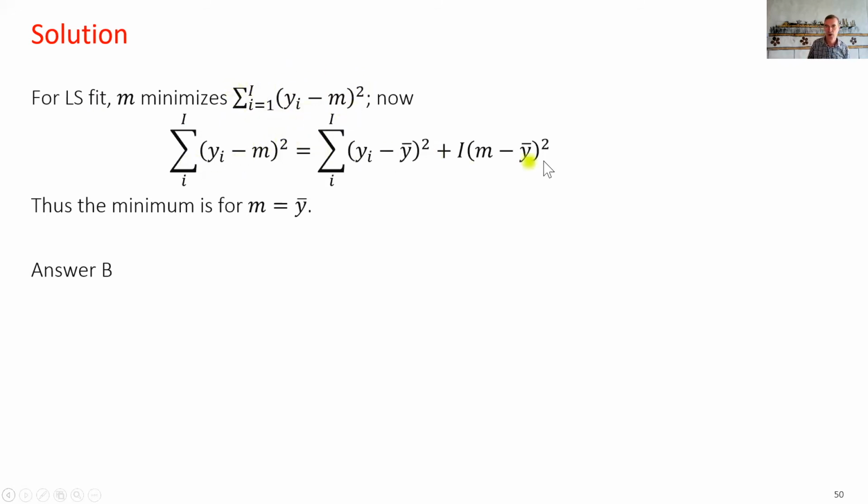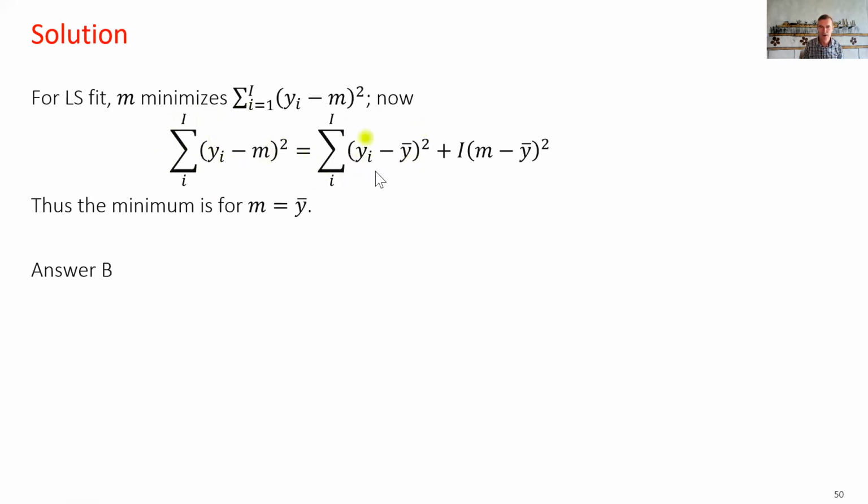Now you may know or you don't know, but if you don't know, now you do. This formula says that the sum of yi minus m squared is the sum of yi minus the mean of y, squared, plus I, the number of data points, times m minus y bar, squared. This formula is used, for example, to explain that the variance of a random variable is equal to the expectation of the square minus the square of the expectation.